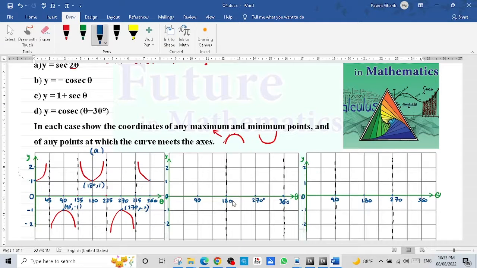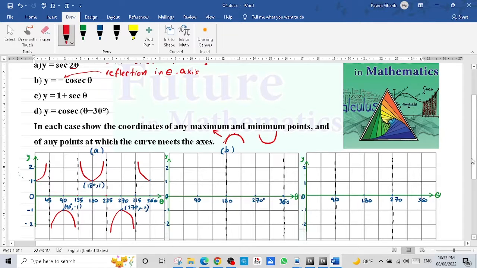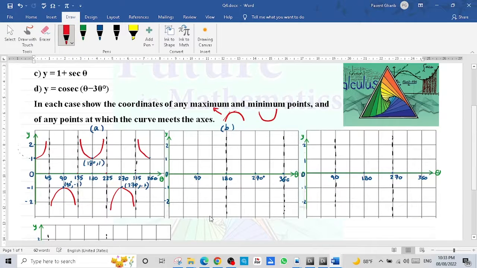Part B, negative cosec, so this represents a reflection in the x-axis, or in the theta axis. Reflection of what? Reflection of cosec. So the curve of cosec will be reflected in the theta axis. Related to the asymptotes of cosec at 180 degrees and at 360 degrees.